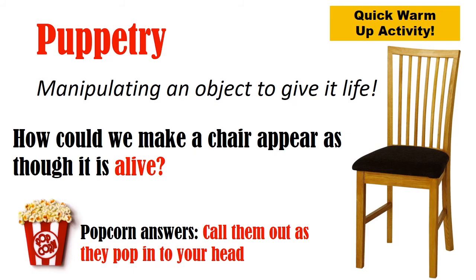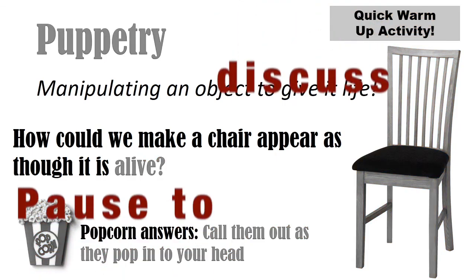Let's get to it. Now, if you did puppetry lesson number one, you manipulated a cushion to give it the illusion of life. Well, you're going to do the same thing today, but with something way more rigid. You're going to try and give a chair the illusion of life. So hit pause on the video and first things first, discuss what could you do with a chair to give it the illusion of life. Hit pause, have a chat.